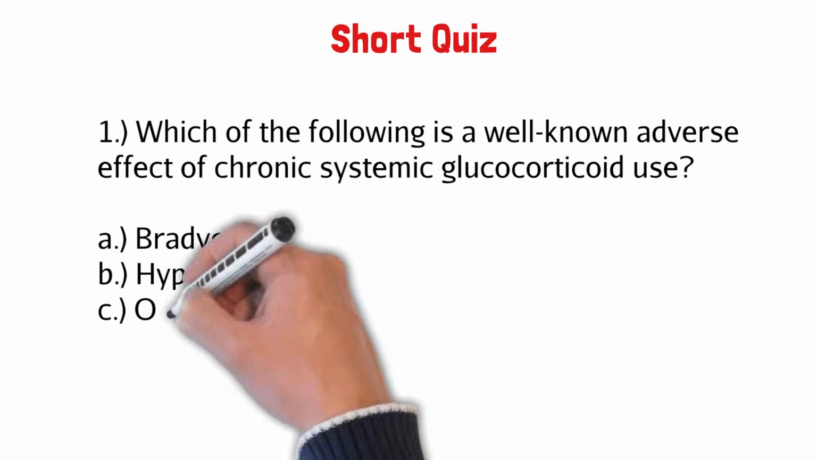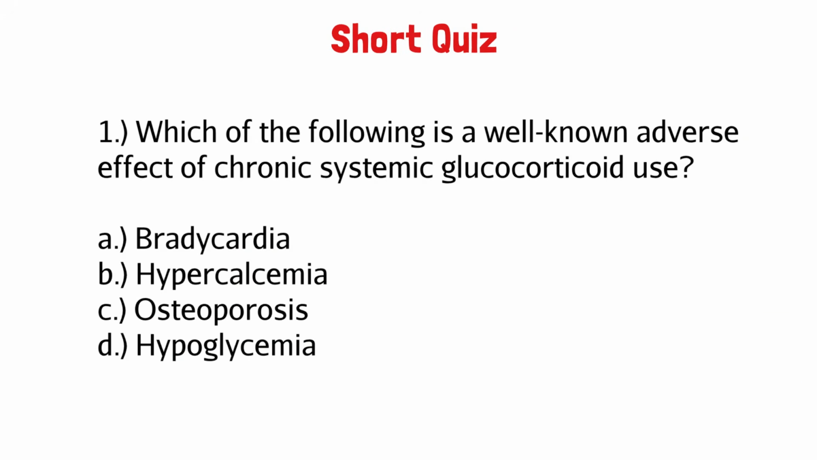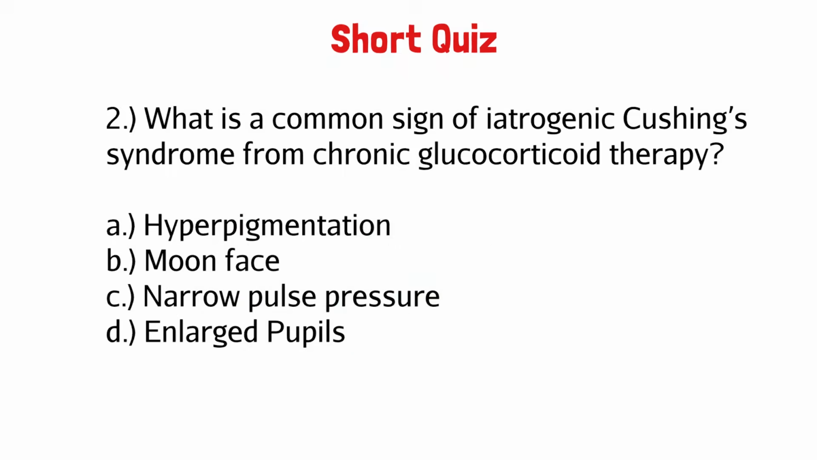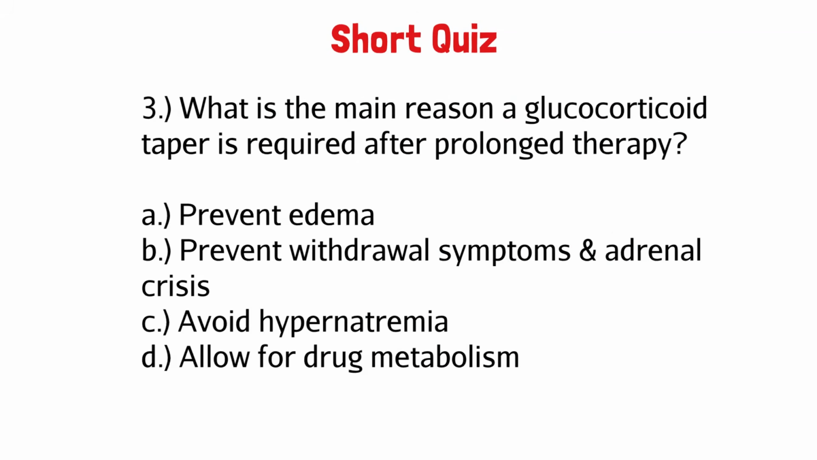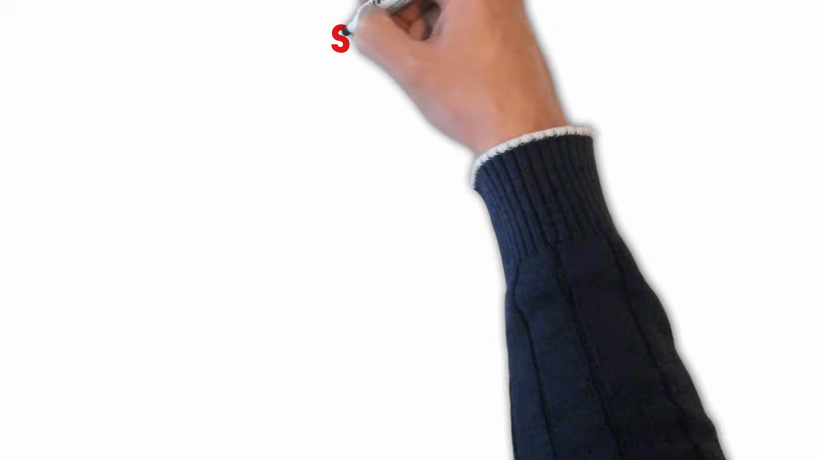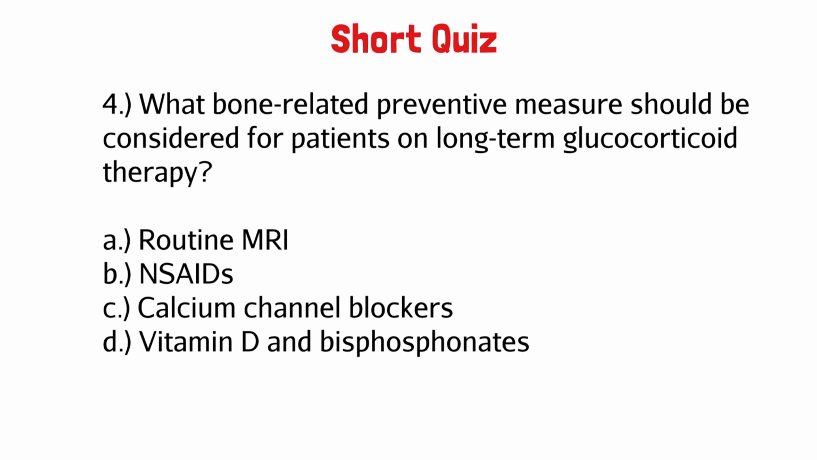Which of the following is a well-known adverse effect of chronic systemic glucocorticoid use? What is a common sign of iatrogenic Cushing syndrome from chronic glucocorticoid therapy? What is the main reason a glucocorticoid taper is required after prolonged therapy? What bone-related preventative measure should be considered for patients on long-term glucocorticoid therapy?